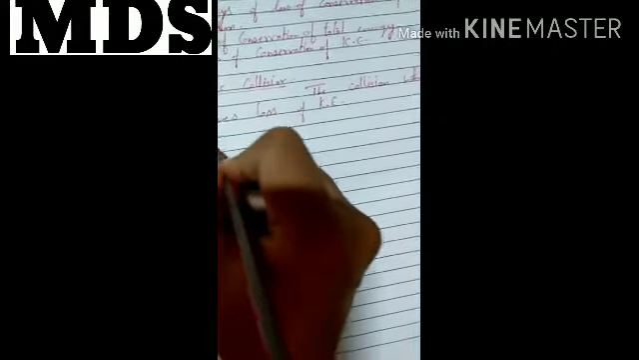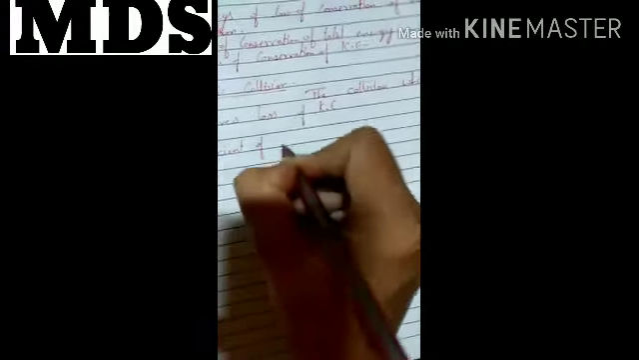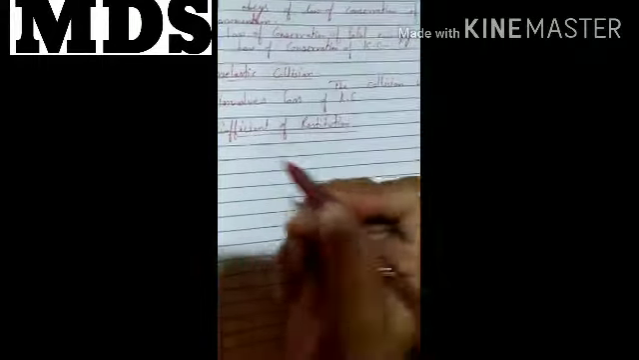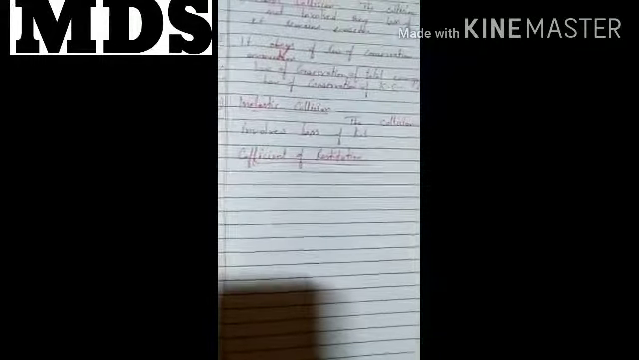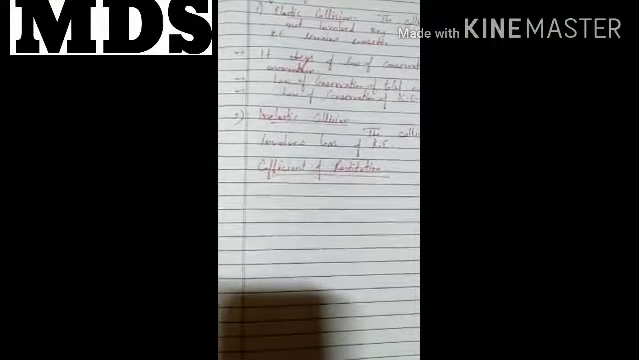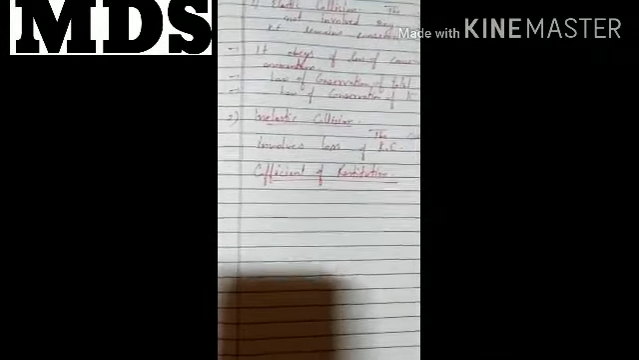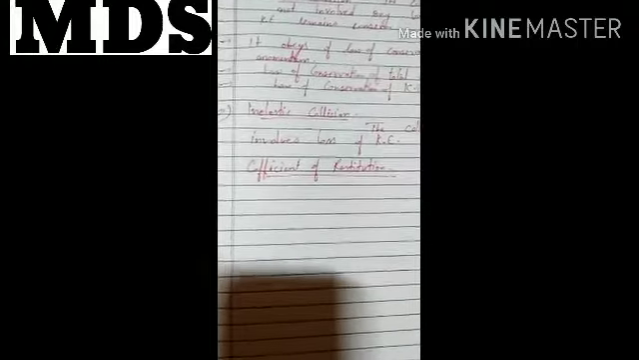Now coefficient of restitution. What is coefficient of restitution? When we take two objects of mass m1 and m2 and they collide with each other, their velocities change. Before collision, the velocity of m1 is u1 and of m2 is u2. After collision, the velocities change to v1 and v2 respectively.